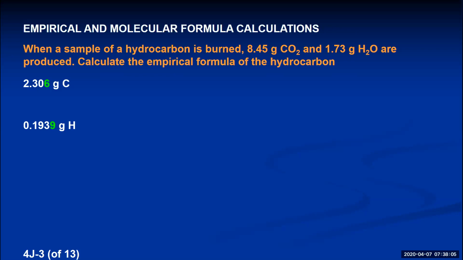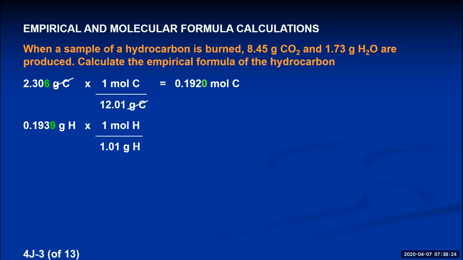Once you have the masses of the elements making up the compound, convert them into moles with their molar masses. So I'm going to convert the 2.306 grams of carbon into moles with carbon's molar mass, and that comes out to be 0.192 moles of carbon. Then I'm going to do the same thing with hydrogen. I'm going to use hydrogen's molar mass to convert the grams of hydrogen into moles. This comes out to 0.192 moles of hydrogen.